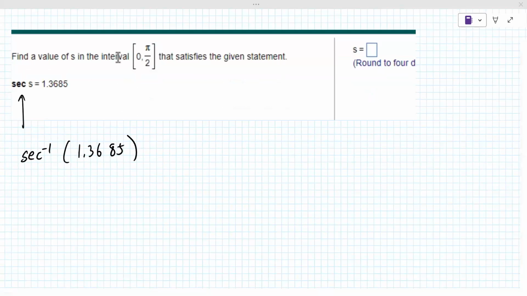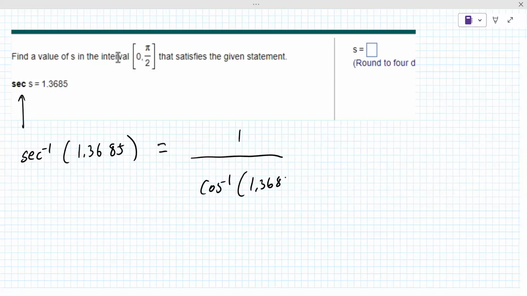Actually, I take it back. This one does not have a secant inverse. So you have to do it differently. You have to do 1 over cosine inverse of 1.3685. I didn't know that this would not have it, but that is the case here. And that is undefined. Why would that be? Wait, so we're using the cosine because the calculator doesn't have the secant inverse? That's right.